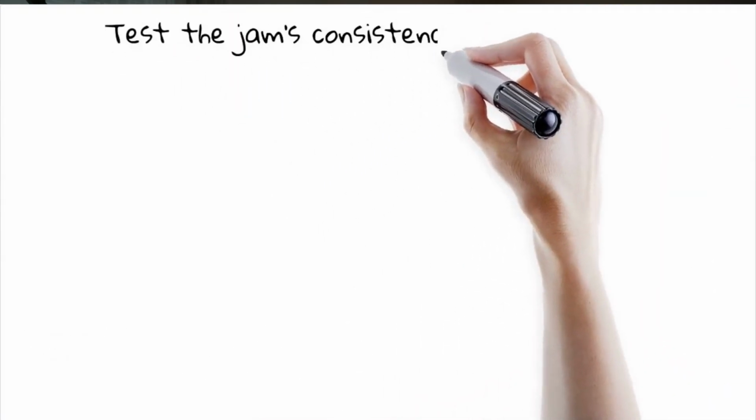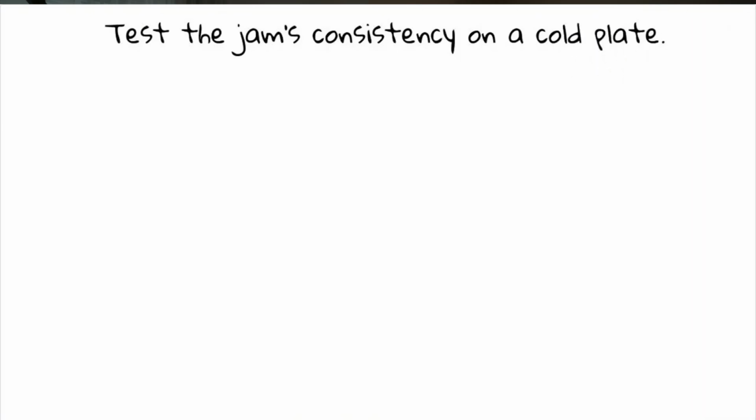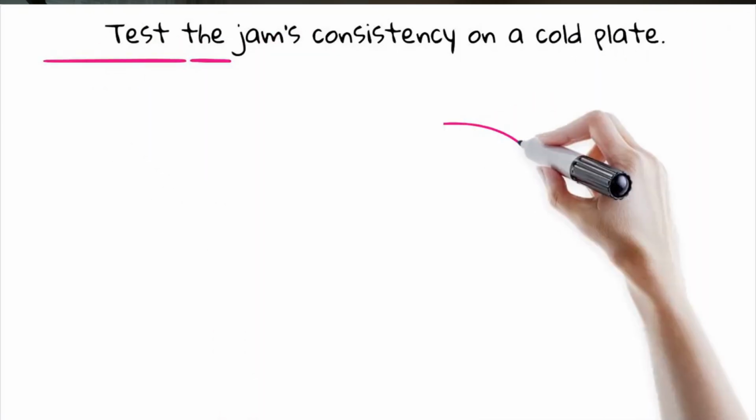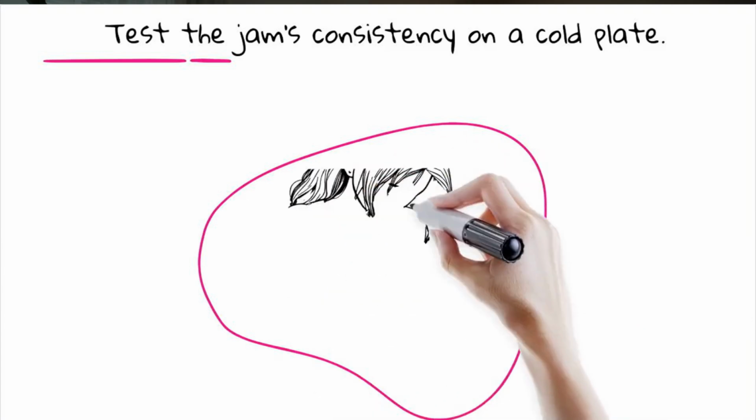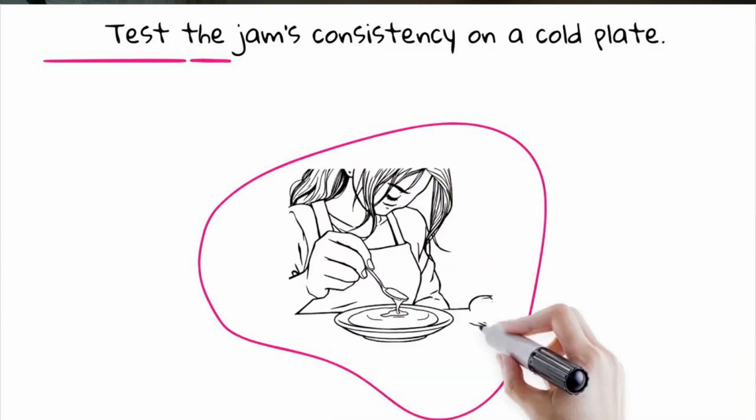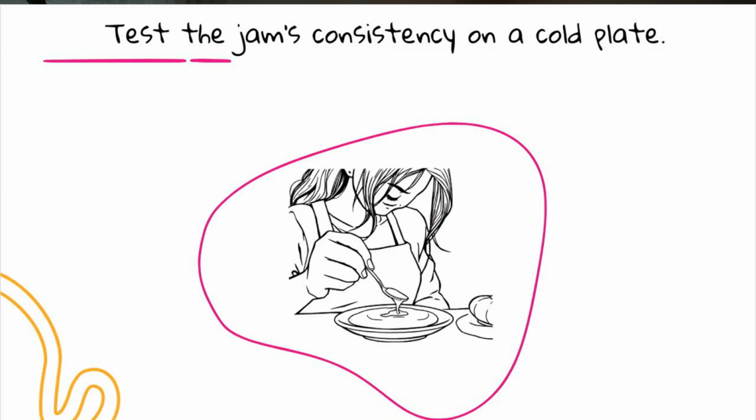Scene: a spoon dipped into the jam mixture, and a spoonful of the jam is placed on a cold plate to test the consistency. To check if your jam's ready, put a little on a cold plate. Run your finger through it. If it wrinkles, it's perfect. If not, give it a few more minutes.